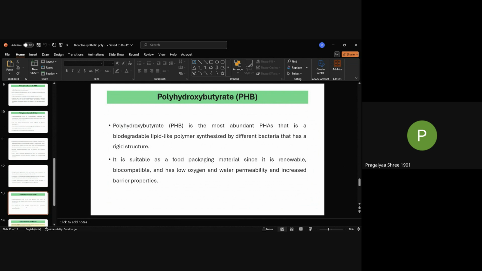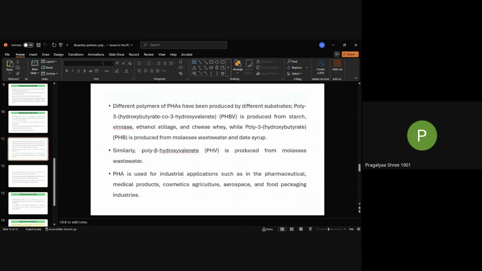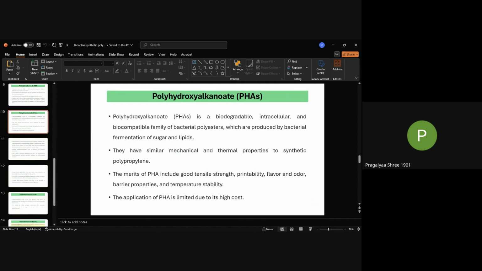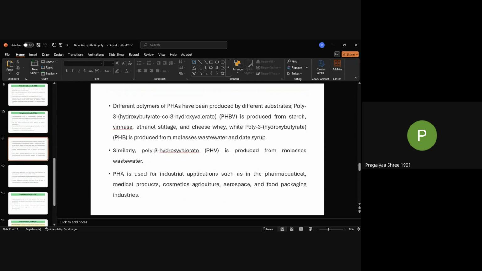Next one is polyhydroxybutyrate. Polyhydroxybutyrate is the most abundant polyhydroxyalkanate, a biodegradable, lipid-like biopolymer synthesized by different bacteria that has a rigid structure. So this is all the PHAs. If you see, polyhydroxyalkanates are nothing but what? They are all bacterially produced materials, bacterial polyesters. Fermentation of the starch and then sugar and lipids results in the process of making bacterial polyesters that are all used for making what? PHBV and then PHB are made from this.